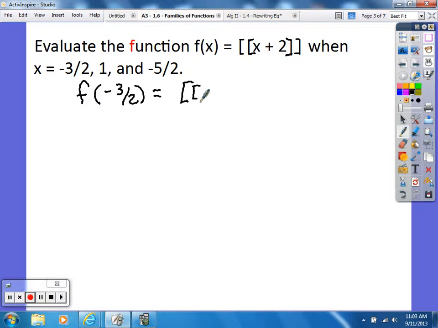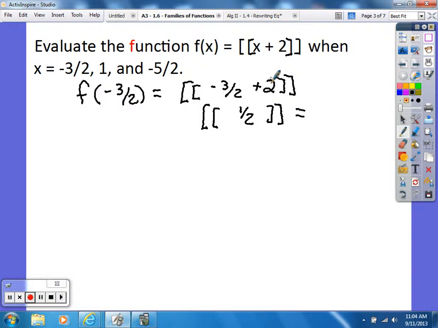So I've got the double brackets. I'm going to plug in the -3/2. So -3/2 plus 2. First thing you have to do is to figure out the -3/2 plus 2. What is that? What'd you say, Whitney? Not -3. Remember, 2 over 1 is actually 4 over 2. So it'd be 4 over 2 minus 3 over 2 is 1/2.